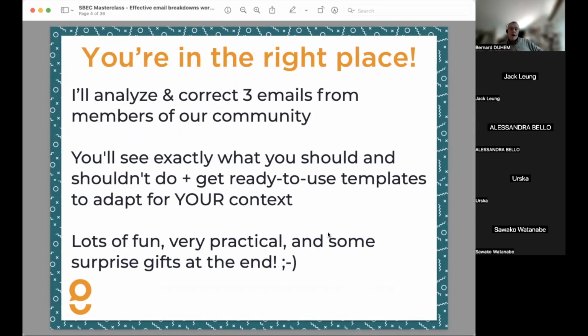So like I said, I'm going to analyze and correct 3 emails from members of our community. I'm going to ask you for your input on that as well. And you'll see exactly the things that you should and shouldn't do, plus also get some templates that you can use and adapt to your specific context. And the idea is that we just have a lot of fun in this hour together, but it's something very practical, and something a little surprise at the end.